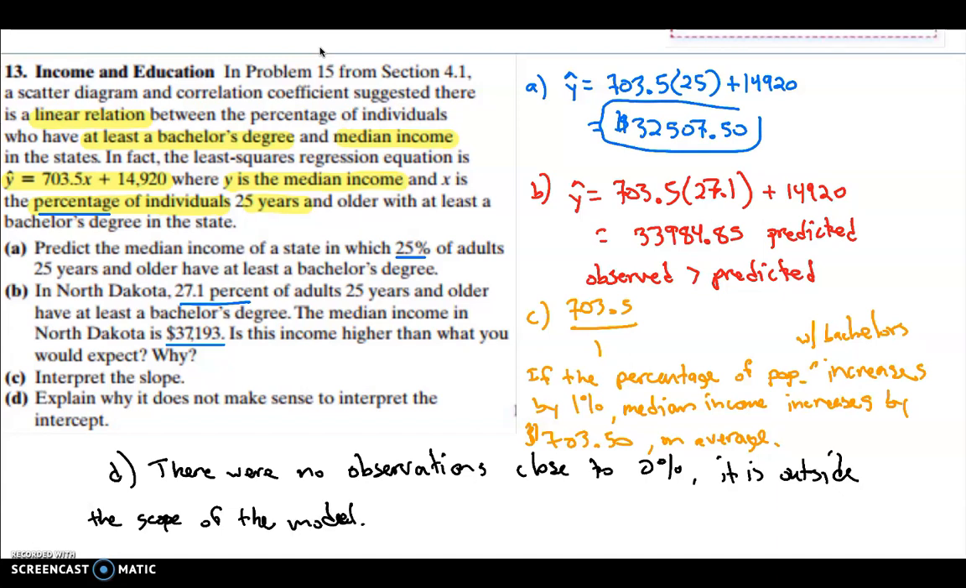Most states will have, I would say, an estimate of at least a double-digit percentage of people who have a bachelor's degree. So 0% as a Y-intercept just wouldn't make sense. It'd be way outside of the scope of the data that we have. So that would be how we would interpret it. It's just outside the scope of the model, is kind of the technical term.